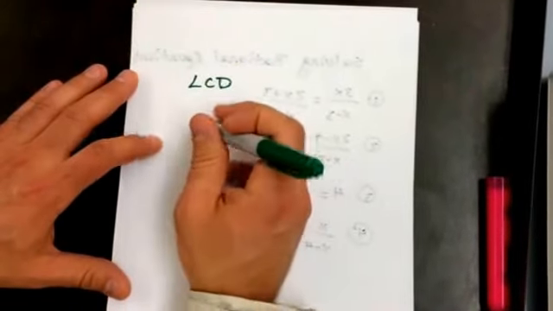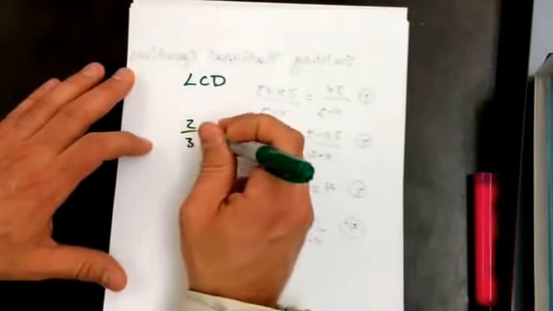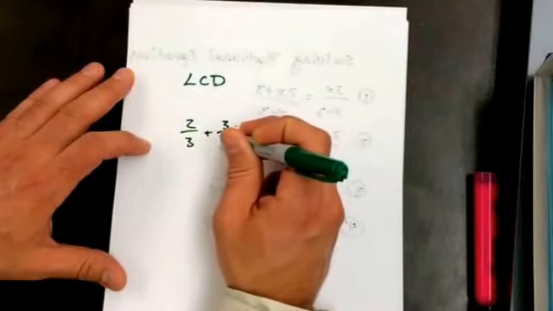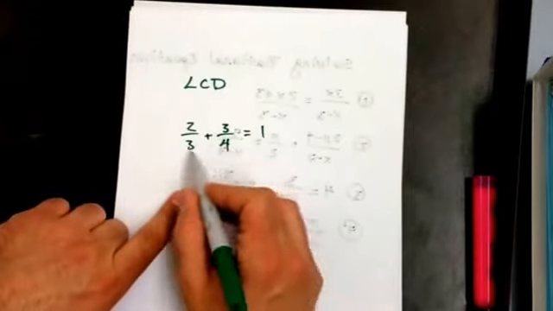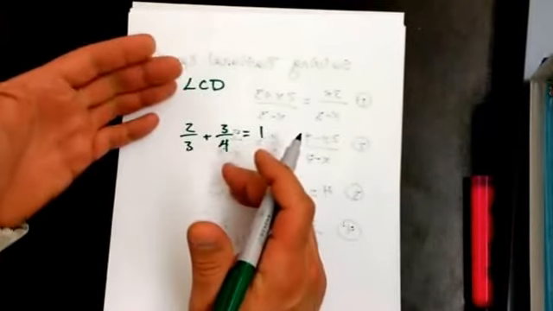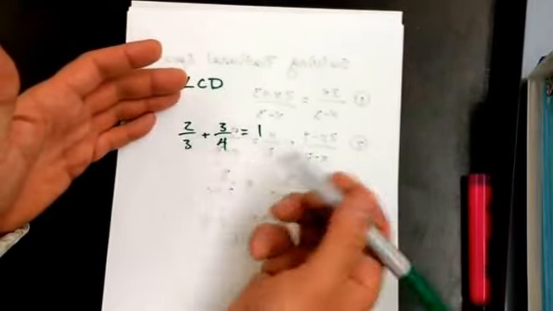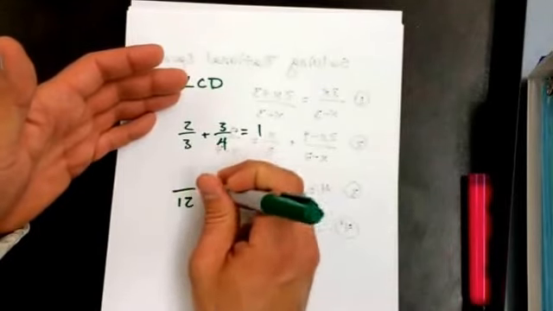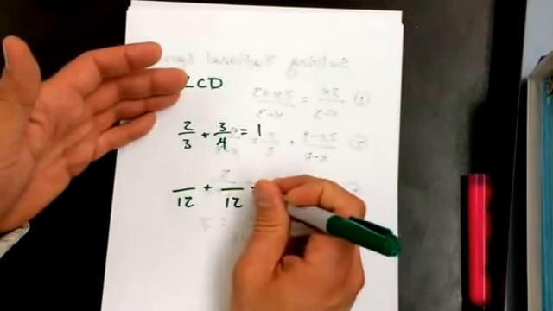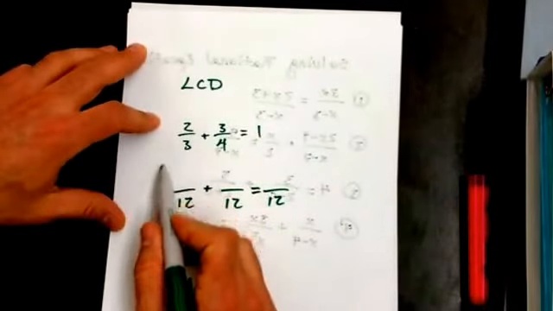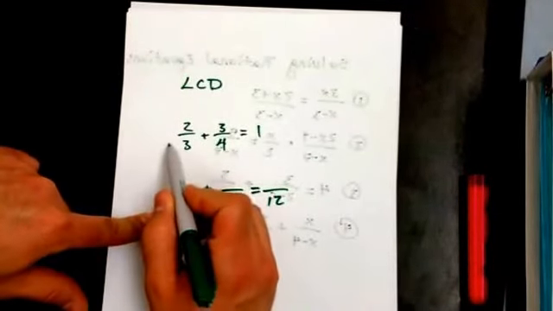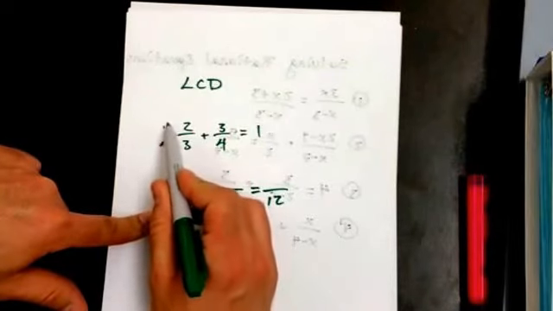So if I have something like 2 over 3 plus 3 over 4 equals 1, what I need to do is find a denominator here that makes it so I can get rid of the fraction. And it's going to be 12. So I'm going to set it up as each part over 12. And I'm going to look at it. What did I multiply this 3 by to get 12? Well, I multiplied it by 4. So I have to multiply the numerator by 4.